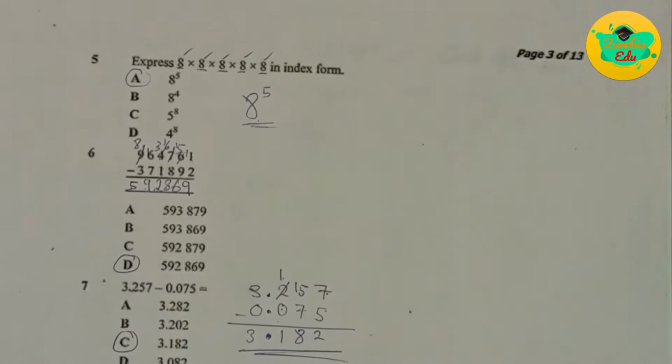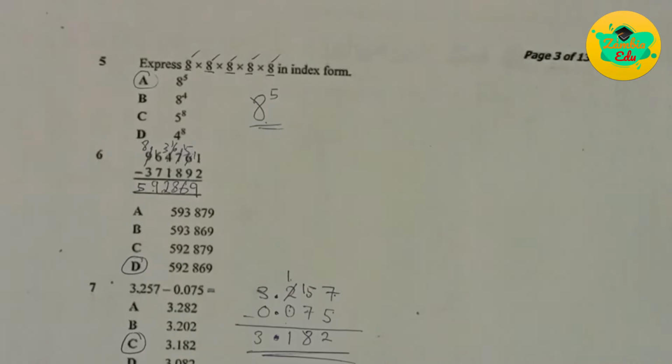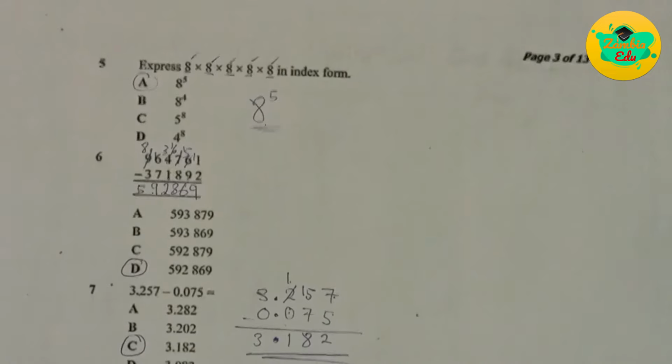And we do that. 7 take away 5. We have a 2. 5 take away 7. It can't. Borrow from 2. It remains a 1. The 5 becomes a 15. 15 take away 7. We get our 8. 1 take away 0. It's 1. Then we have the point there aligning with the other points. Then 3 take away 0. We have 3. And that is our answer. And we see that answer being shown on option C. So number 7, the answer was C.